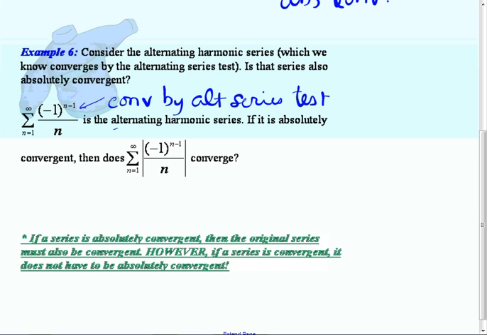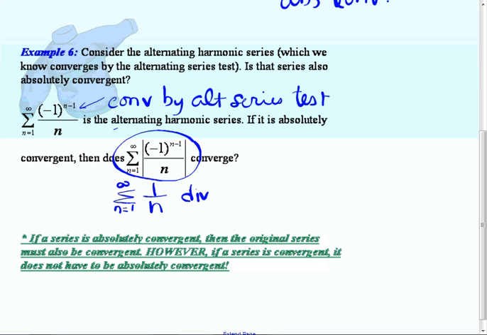It's sufficient. Does the absolute value of it converge? What happens when I absolute value that? What's the absolute value of negative 1 to any power? It's 1. It's 1 over n. Does that converge? Diverges. So if we know that this diverges, the absolute value, that still doesn't tell us anything about the original one.